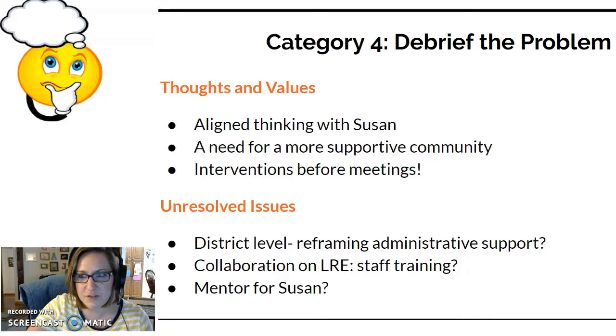Collaboration for least restrictive environment and maybe potentially some staff training. What does the school as a whole know and can help do to keep a child in their class? And then a mentor for Susan. I mean, who does she have to go to on a daily basis to talk through some of these issues with, who can give her some more life experience and hands-on, really quick, right-away tips?